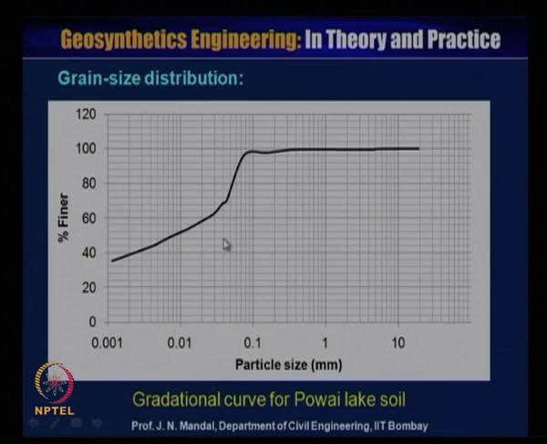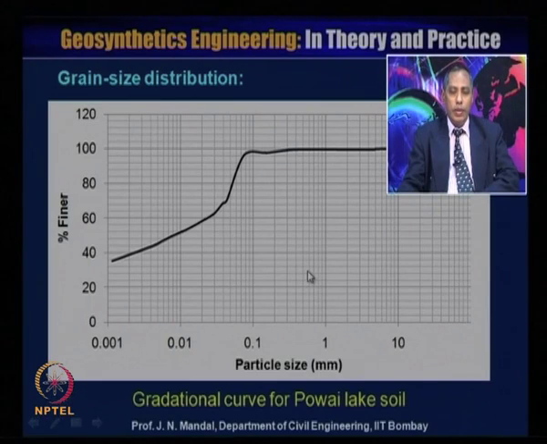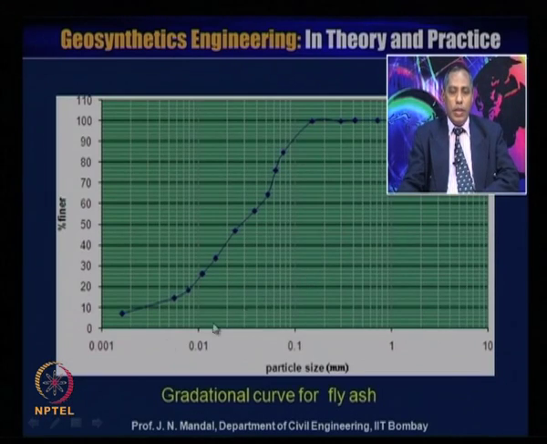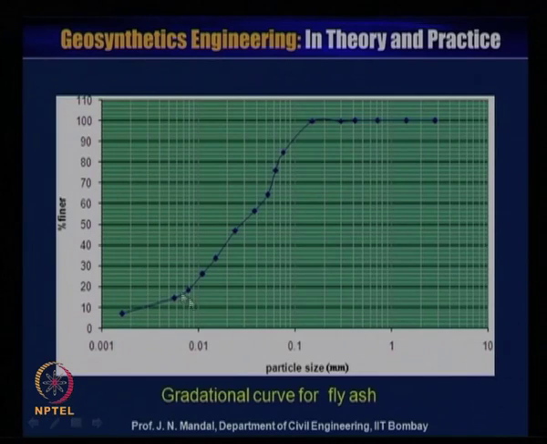These are the grain size distribution curves for the Powai lake, from where you can calculate D10, D50, D60, or Cu and Cc. This is the curve between percentage finer and the particle size. This is the gradation curve for Powai lake. Next, this is the gradation curve for the fly ash. From this curve also you can calculate D10, D50, D60, whatever parameter you require, Cu and also Cc.